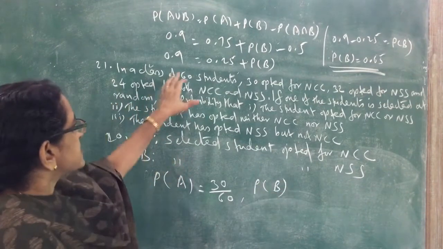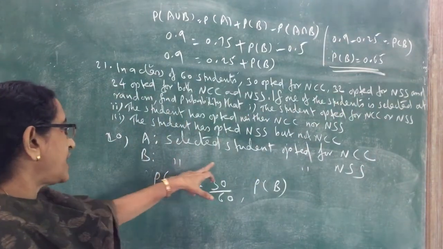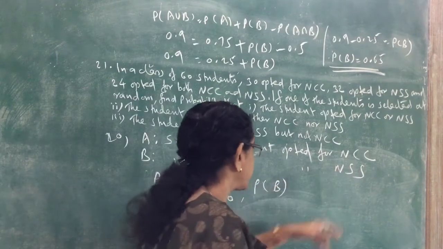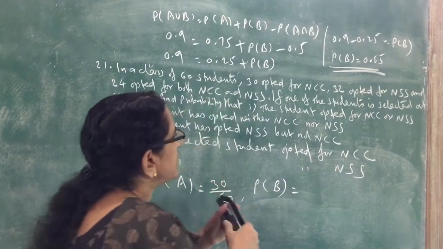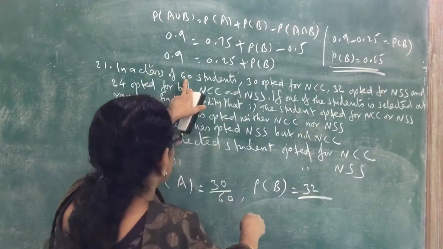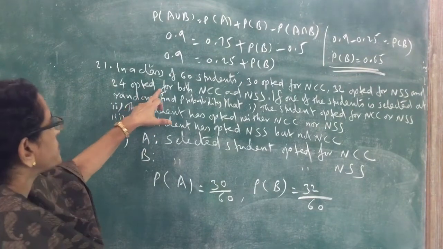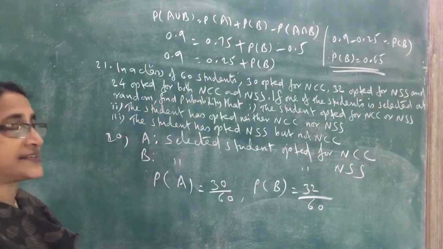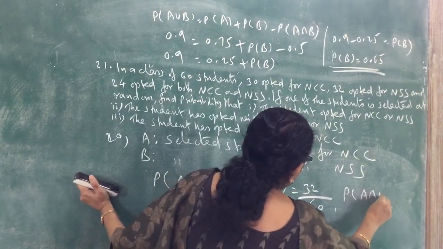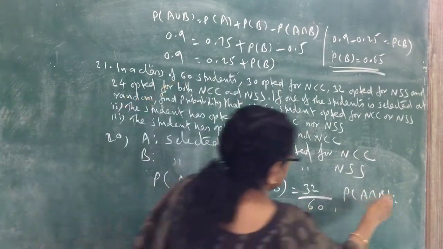Now what is probability of B? Given that of those 60 students, 32 opted for NSS. So B is the event that the selected student opted for NSS. That is equal to 32 divided by the total number of students, 60. Now given that 24 opted for both NCC and NSS, what is the probability of A intersection B? Probability of A intersection B is equal to 24 divided by 60.